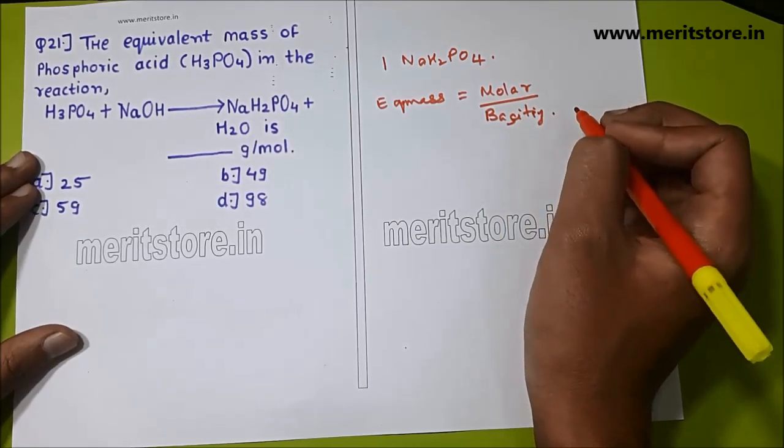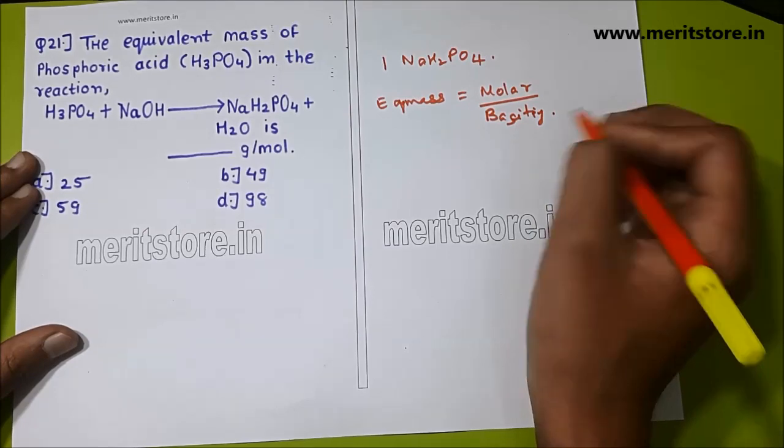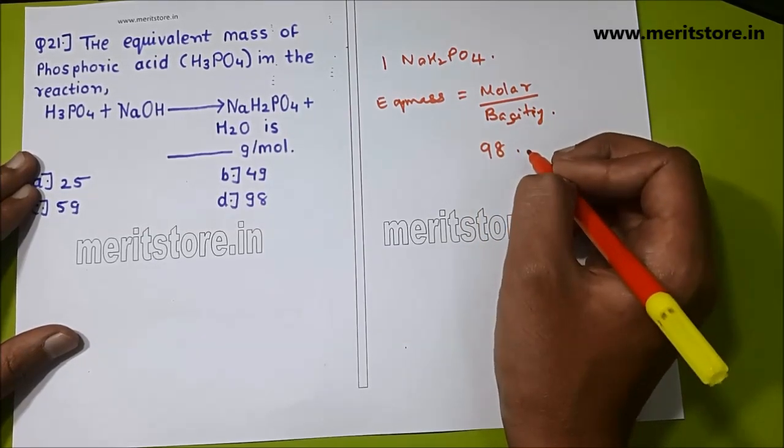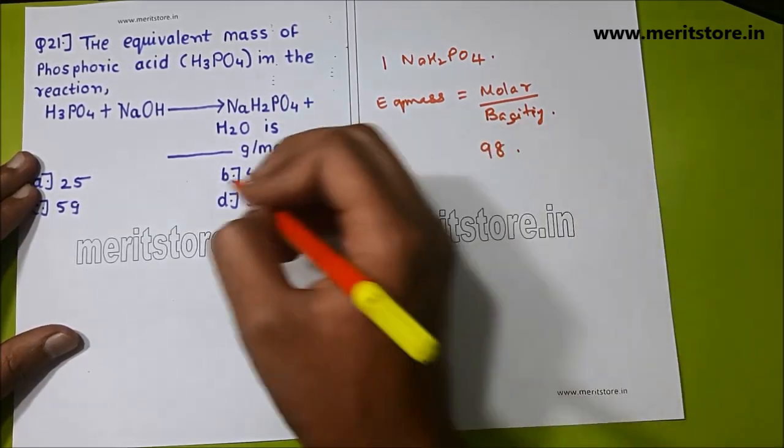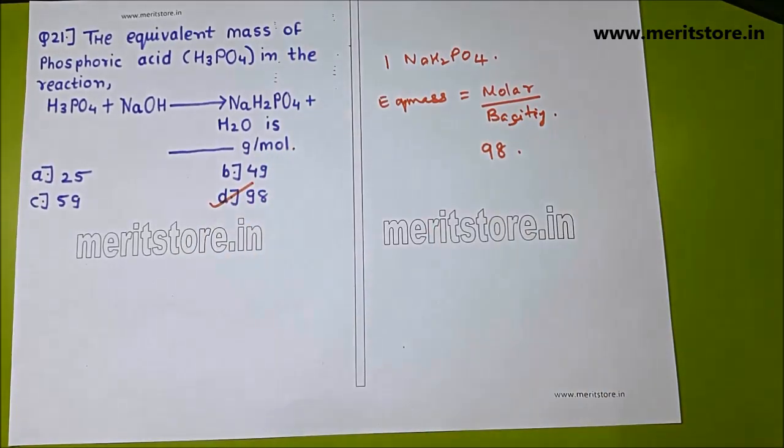So H3PO4 has a mass of 98. So 1 mole of H3PO4 is 98. So option D is the correct option.